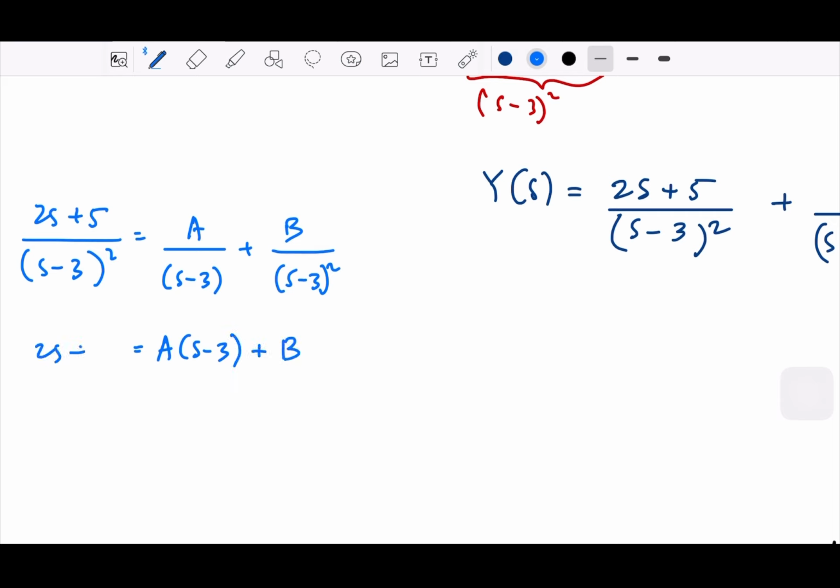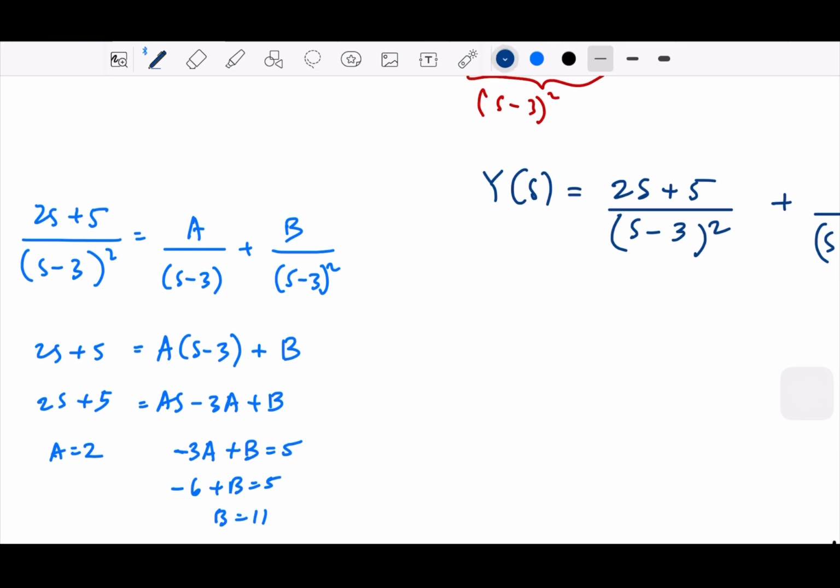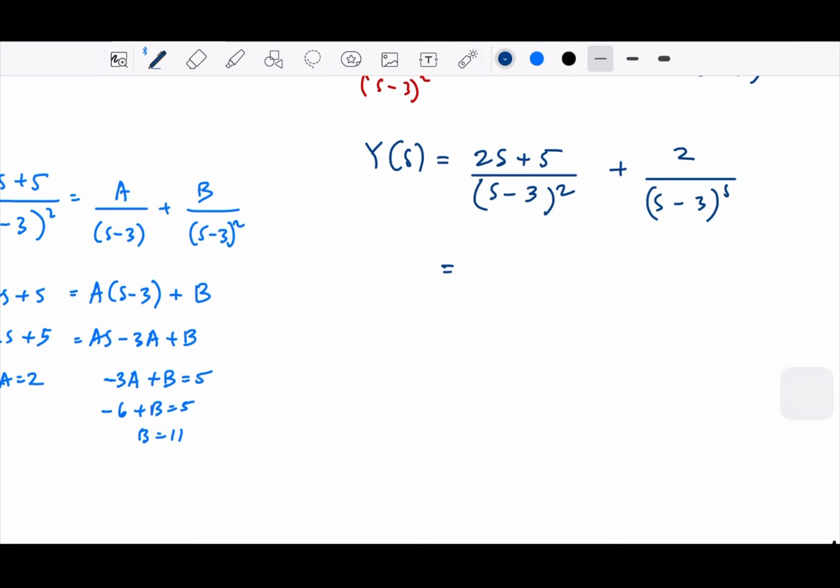This equals 2s plus 5. So As minus 3A plus B equals 2s plus 5. So A is 2, and negative 3A plus B is 5. So negative 6 plus B equals 5, so B is 11. So we can take that into our equation here: we are going to have 2 over s minus 3 plus 11 over s minus 3 squared.